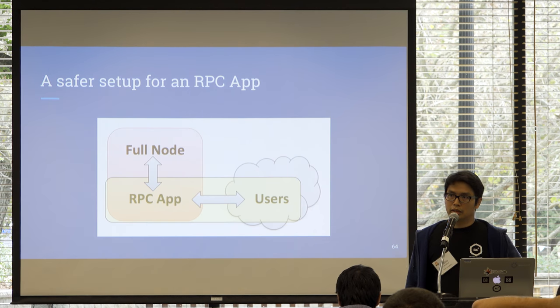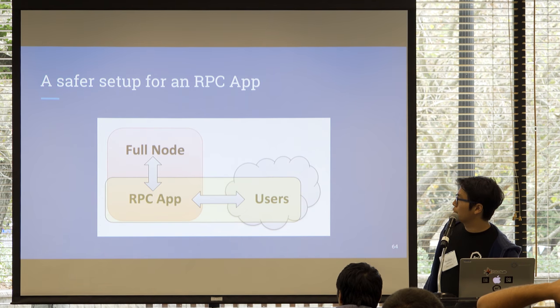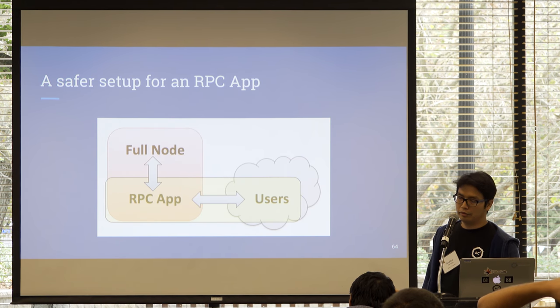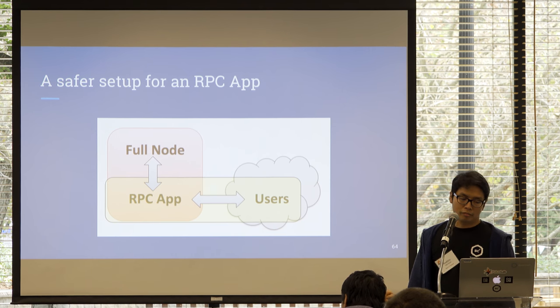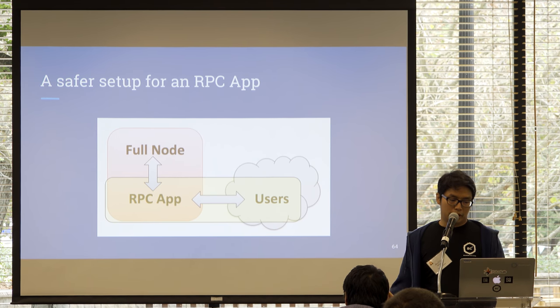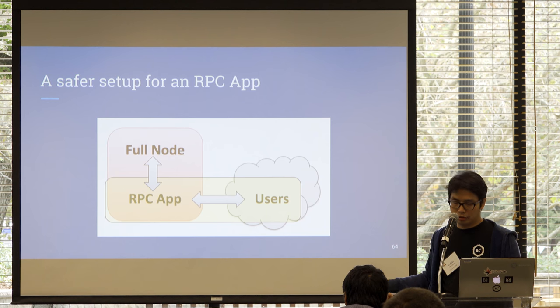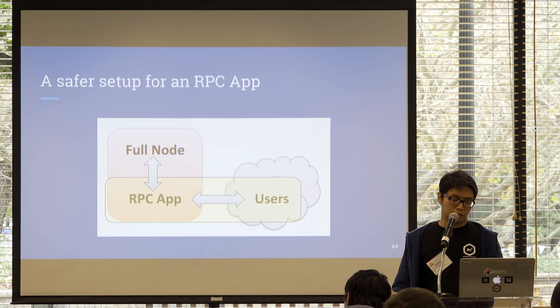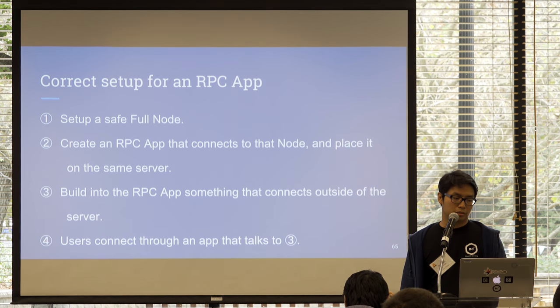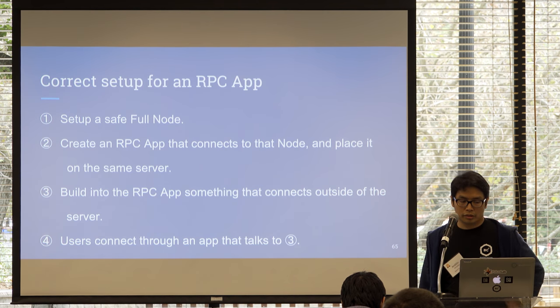So here's a sample of a safer setup for an RPC app. You have your full node, your Bitcoin node in there, and then you have the RPC app that talks to it, and then you have the users that talk to the app, as opposed to directly to the Bitcoin node.